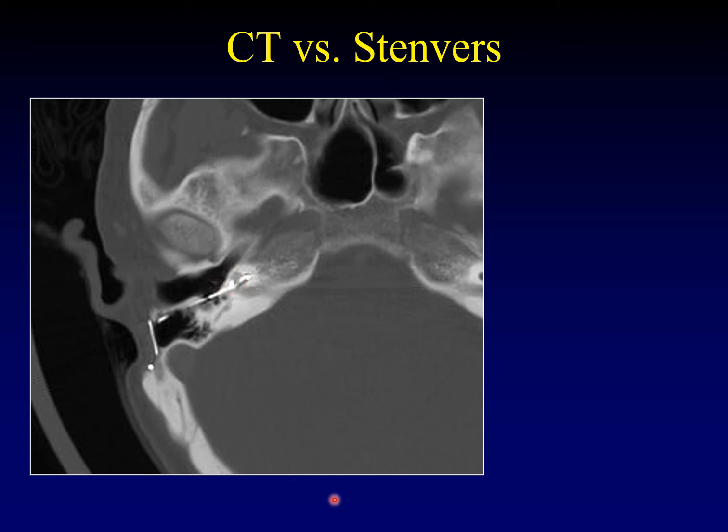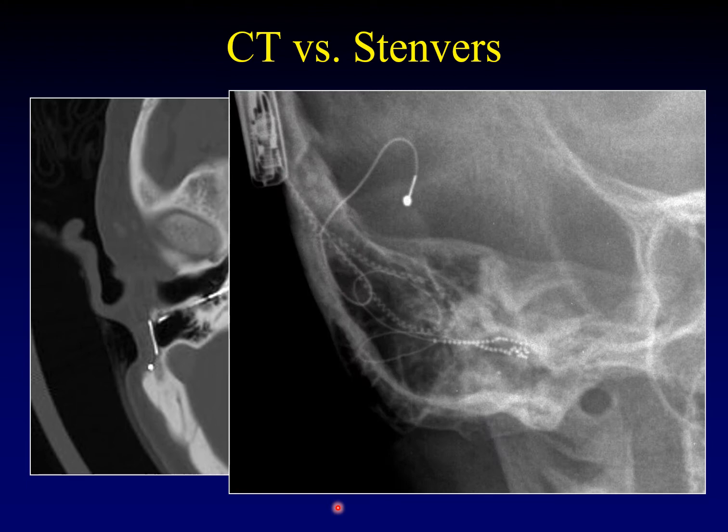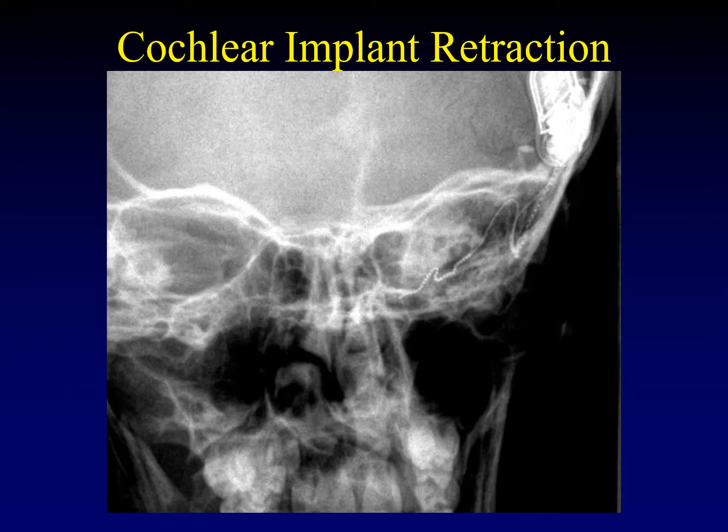Here is the Stenvers projection in that same patient. Much easier to assess. You can see that there are two leads implanted here, a dual lead, and this lower one is redundant upon itself, built up, and neither one of these is deep into the cochlea or able to turn within the cochlea. So this is actually a failed implantation. You have to look out for retraction of cochlear implants.